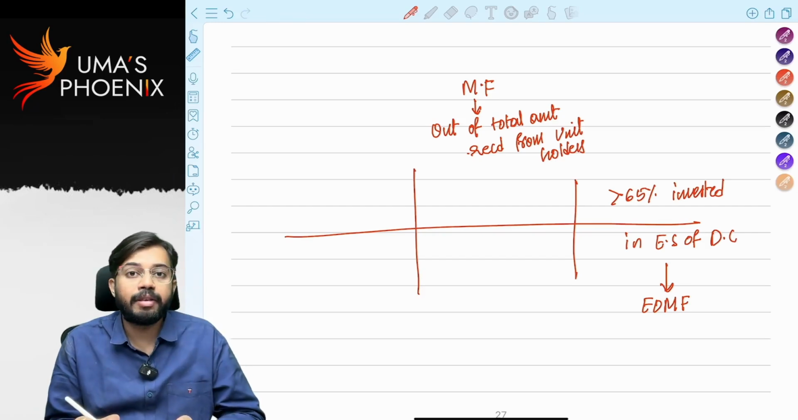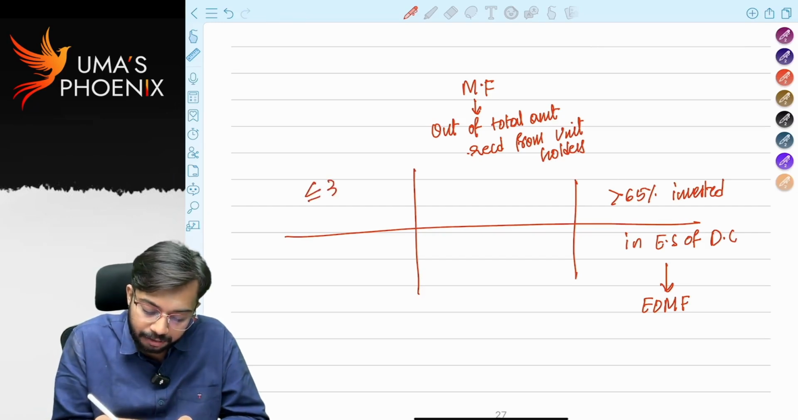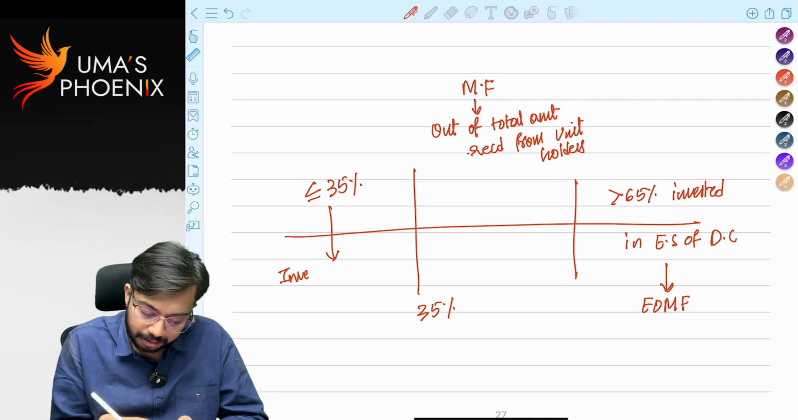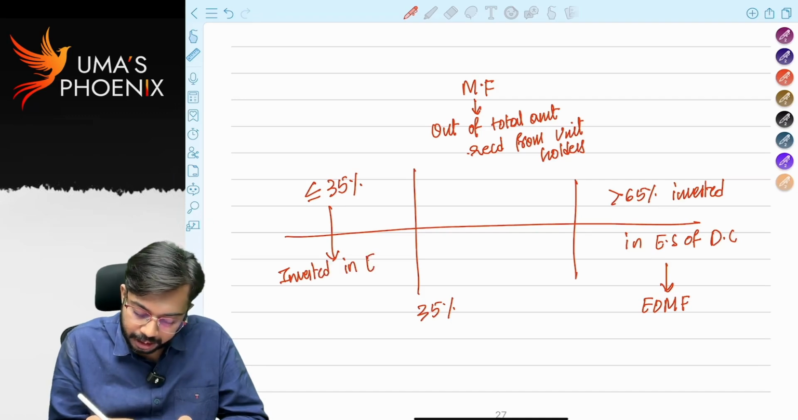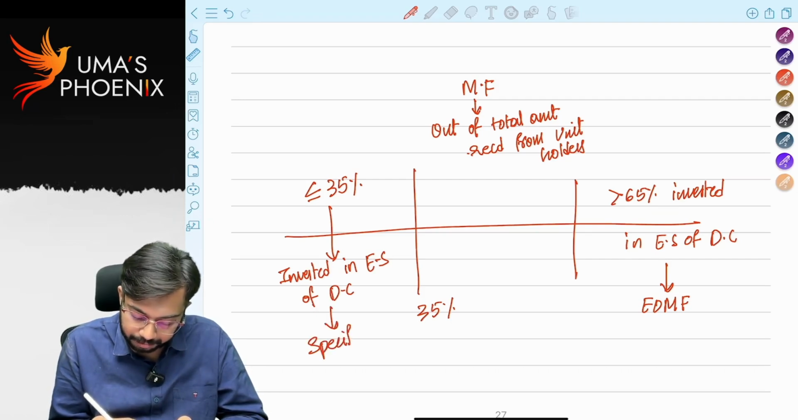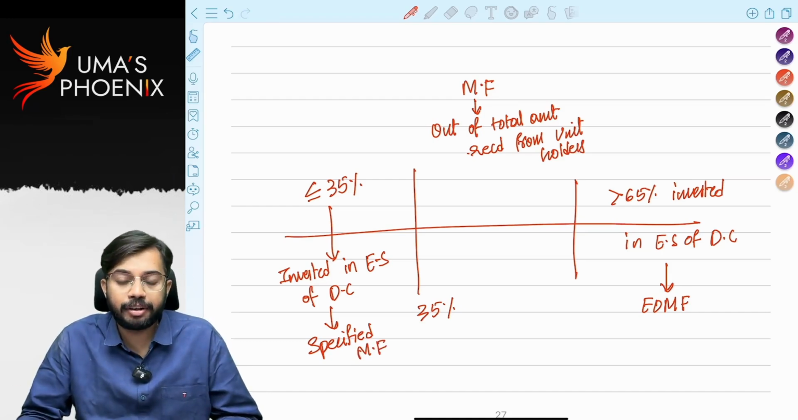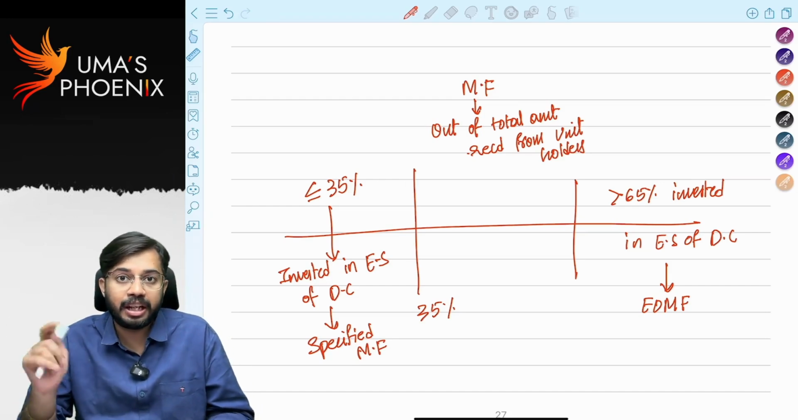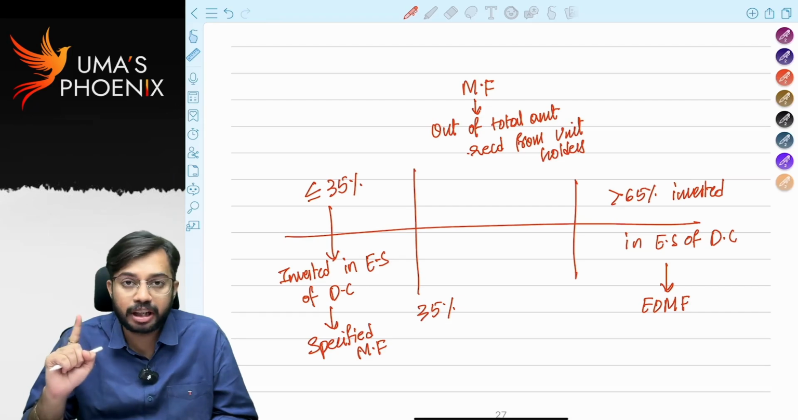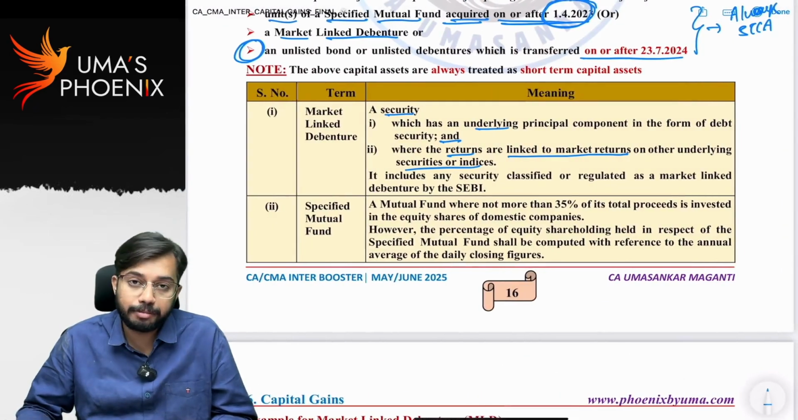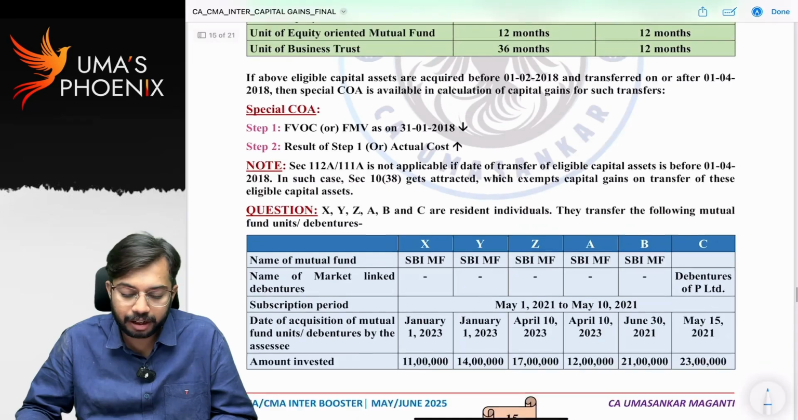Out of total money received from unit holders, if less than or equal to 35% are invested in equity shares of domestic company, then that mutual fund we call as specified mutual fund. So now did you understand the difference between specified mutual fund and equity oriented mutual fund? More than 65% invested in equity shares of domestic company, it's an equity oriented mutual fund. If mutual fund invests either 35% or less than 35% in equity shares of domestic company, then that mutual fund we call as specified mutual fund. We will do one problem so that you will get clarity.